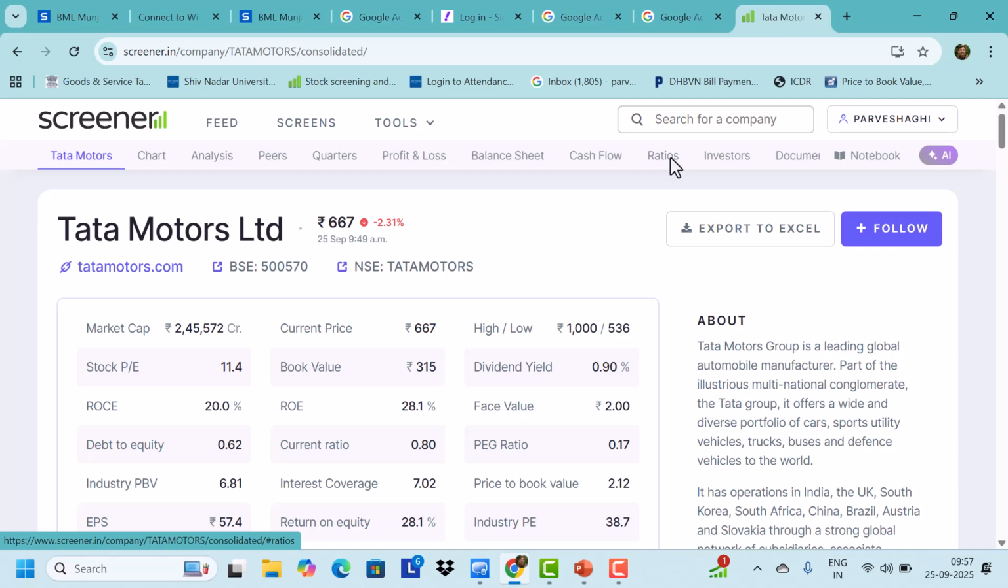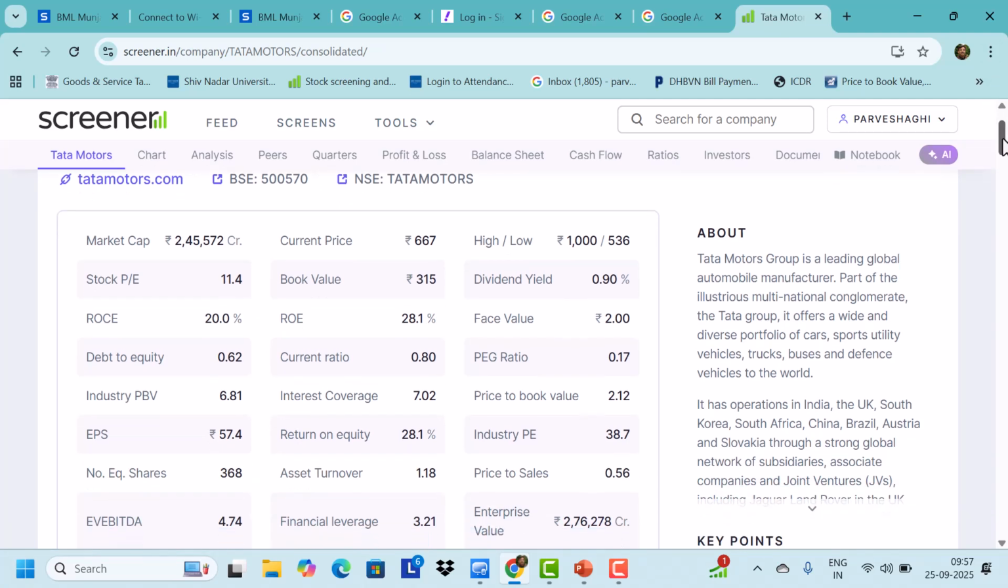So let's go to Tata Motors. So this is Tata Motors. Okay. Now look at Tata Motors. What is the debt equity ratio? What is the debt equity ratio of Tata Motors?